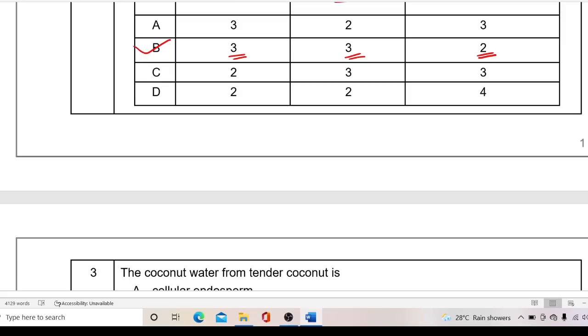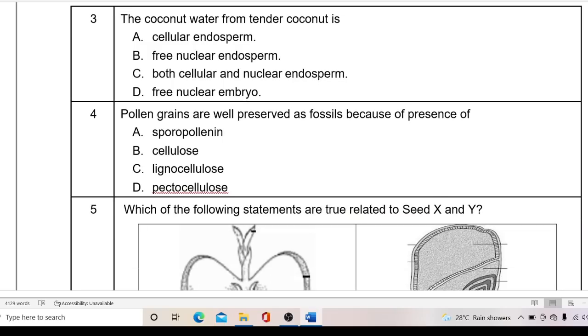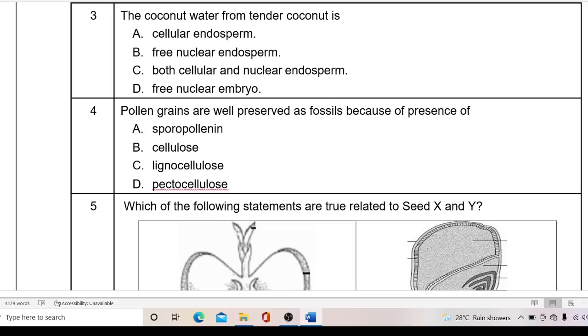The coconut water from tender coconut is. Okay, this is also a good question. So जो coconut water में जो tender coconut रहता है, what is it? Whether it's a cellular endosperm, free nuclear endosperm, or both cellular and nuclear, or it is free nuclear embryo. So the correct answer is free nuclear endosperm. It is not an embryo. Embryo नहीं होगा. It is endosperm, and that too it is free nuclear endosperm. Option B is the correct answer. ठीक है, you have to be careful.